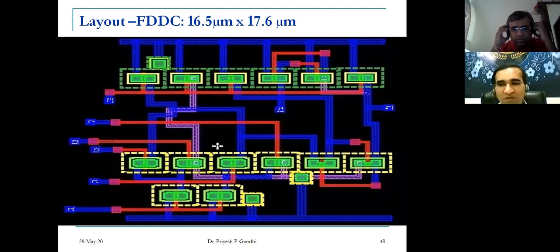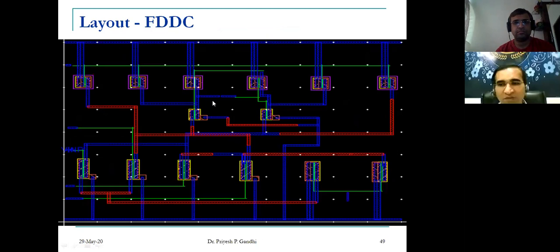The area occupied by the FDDC, that is the fully differential dynamic comparator, is 16.5 micrometer by 17.6 micrometer, that is height and width. This layout has been prepared in Mentor Graphics. Another tool we have used is Cadence, to get better results and better accuracy and to find any bug. So this is the layout prepared in Cadence.